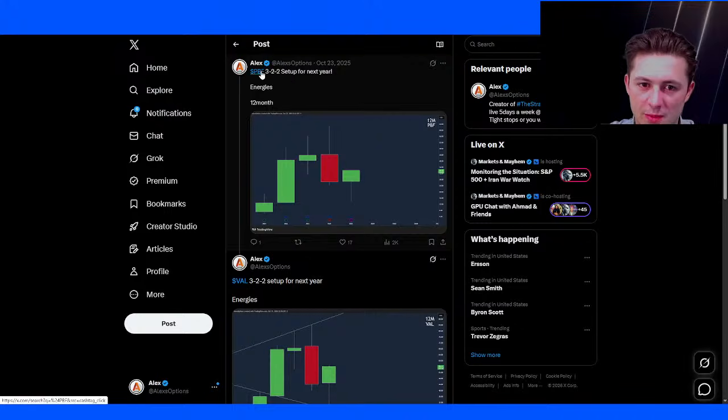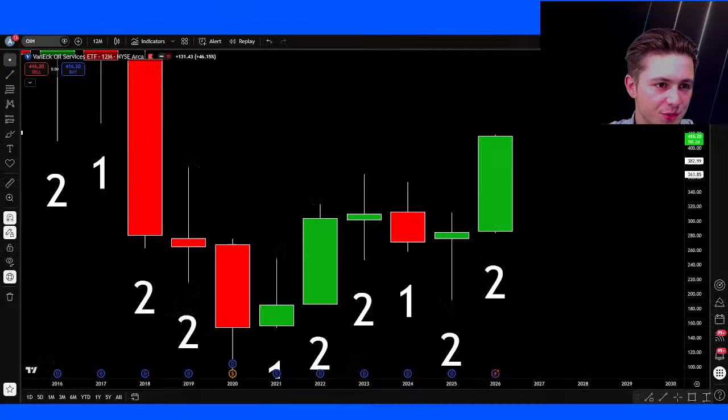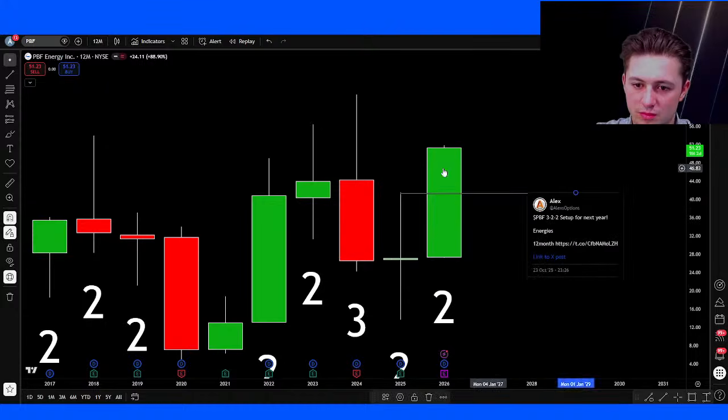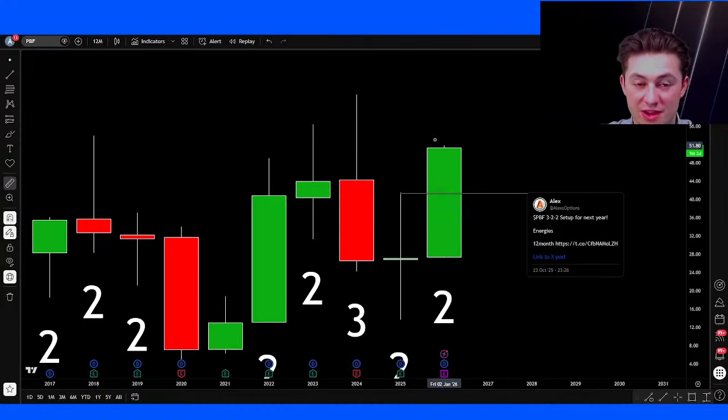What about PBF, right? It's a 12-month entry. We can see so far it's broken it. It's up 25%. That's good stuff.